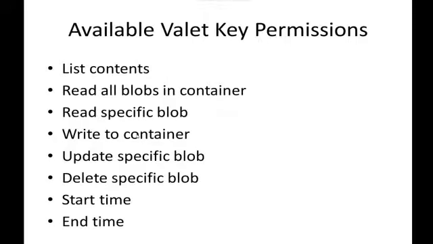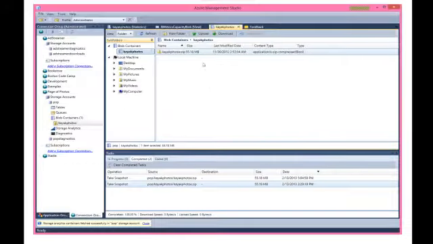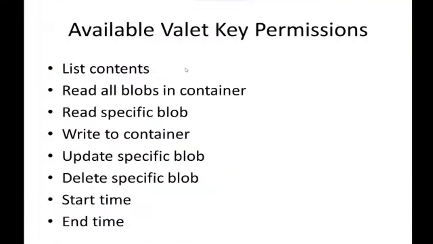The different approach allows you to do these kinds of things. I want to list the contents of a container. This only has one blob in it, but if I want to give somebody the ability to iterate through them and look at them, I can do that with a valet key. I want to be able to read the blobs in the container. I want to read a specific blob. I want to write to a container, or update a specific blob, or delete a specific blob. These are all very focused permissions.